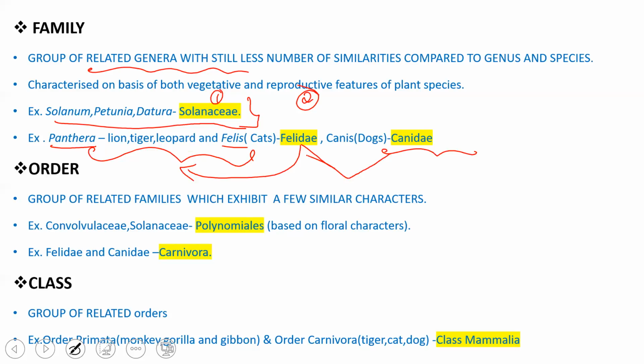Likewise, we have so many groups of families. If we talk about humans, we belong to a family called Hominidae. We will look into the systematic arrangement and then understand about the human in the next few slides. So going ahead with the next taxonomy category, after family comes order. So what is order?